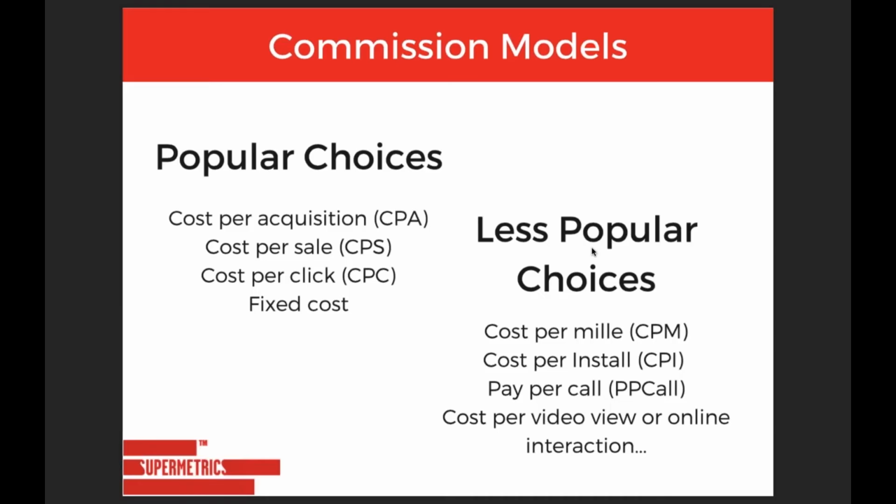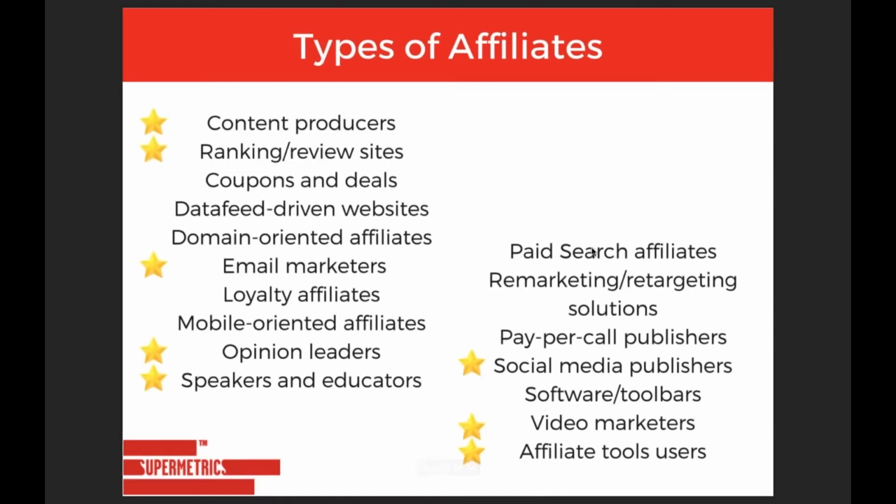Then cost per install would apply if the pizza place had like an app in the App Store, for example, and someone downloaded it. Cost per call would be when someone would call the pizza place and place an order. And so basically, I think you get an idea of how this whole thing works.